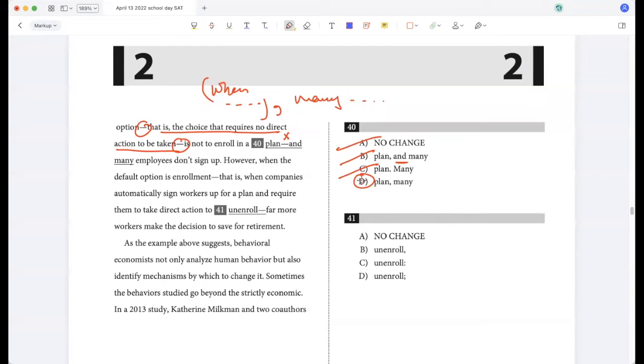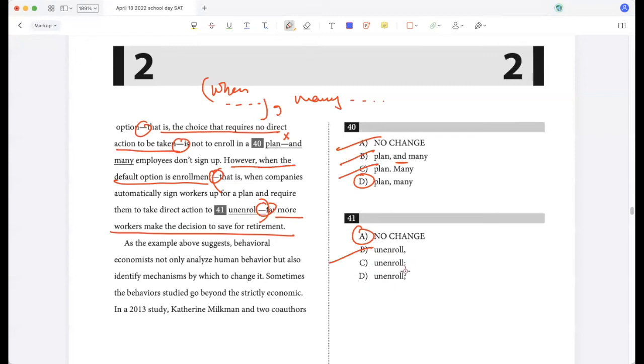Now here, we will need the dash, right? Because this is the closing dash for this one. I'm saying, however, when the default option is enrollment, far more workers make the decision to save for retirement. That's my main sentence. And this is when I'm explaining that option of enrollment. So I'm putting it between two dashes. So A is good. Here, this comma wouldn't make sense because I have to close the dash. So B is wrong.